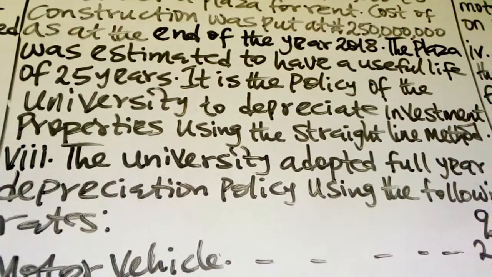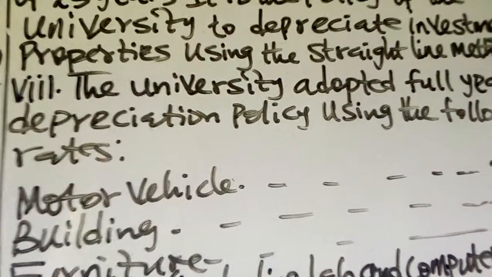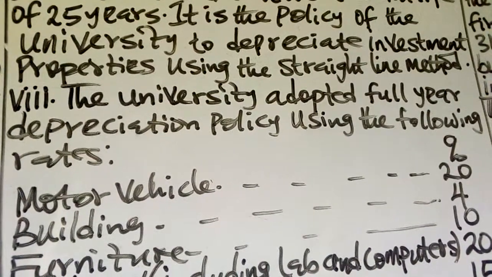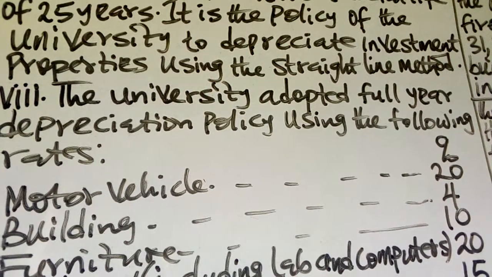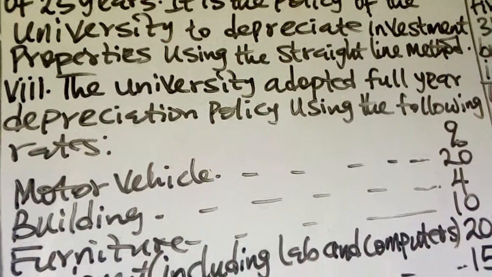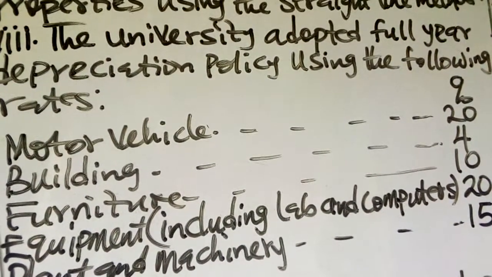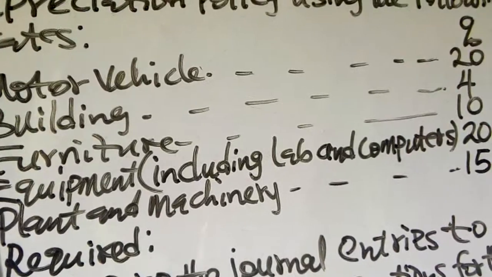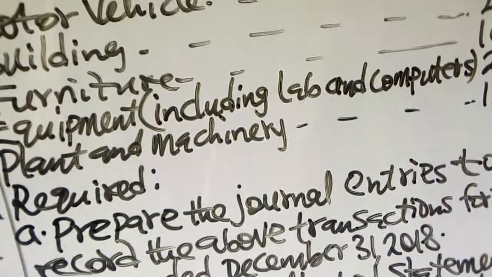That is note 8 now. The university adopted full year depreciation policy using the following rates. The first item is motor vehicle at 20%, building at 4%, furniture at 10%, equipment including laboratory and computers 20%, then we have plants and machinery at 15%.